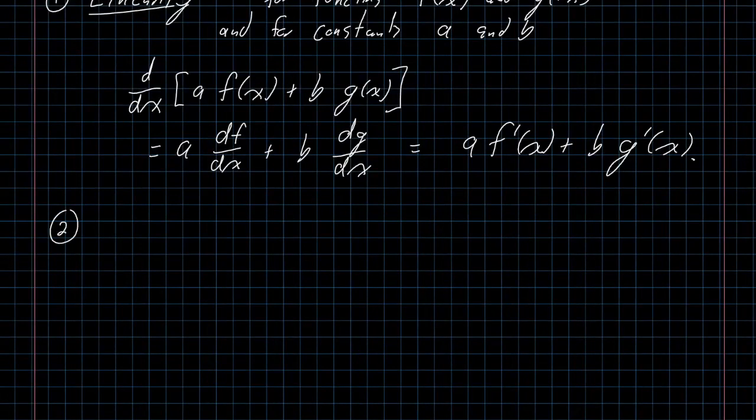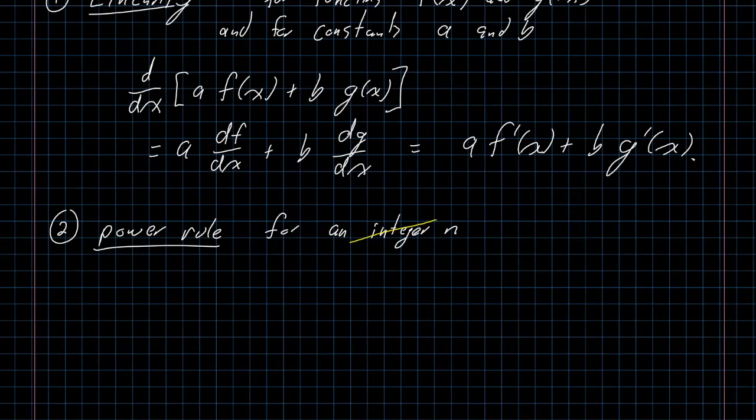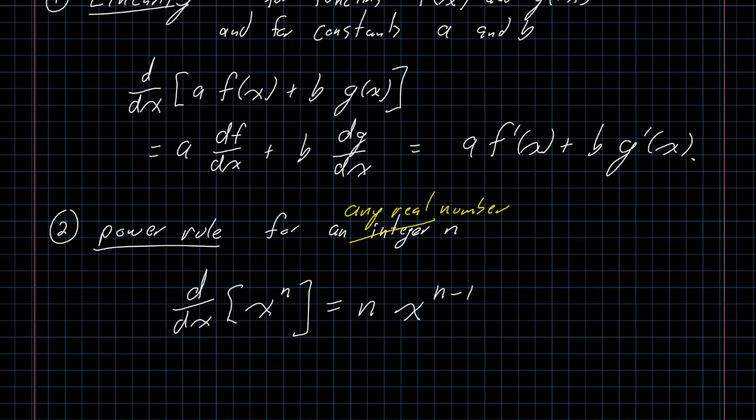The second rule is the power rule. If there is one rule for differentiation you know, it should be this one. I'm going to say for an integer n, but I'm going to be honest, this actually does work for any real number n. And the power rule tells us that the derivative, d/dx, of x to the n power is n times x to the n minus 1 power.